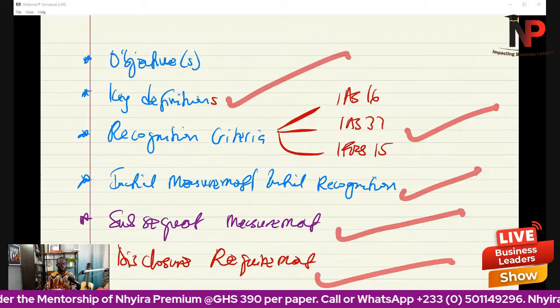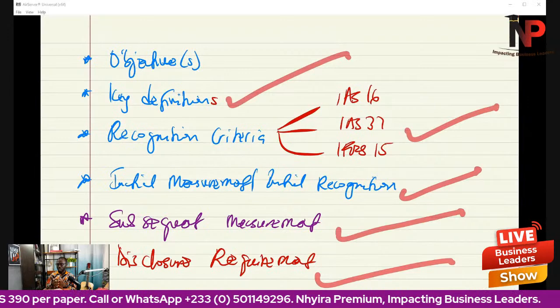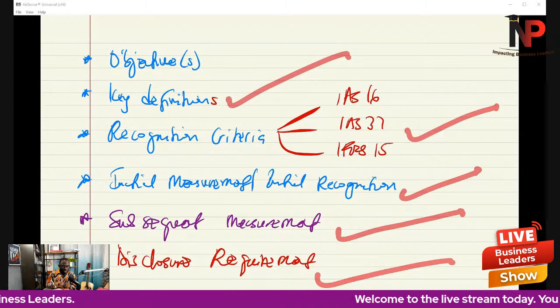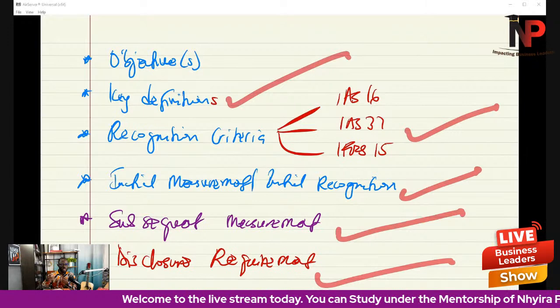So for each of the standards, you must have a summary of these. I don't know, maybe you can create a notepad or a summary document or whatever it is. But for each of the standards, you must have at your fingertips the principles relating to criteria for recognition, initial measurements, subsequent measurements, and all of those things. Are you getting it?